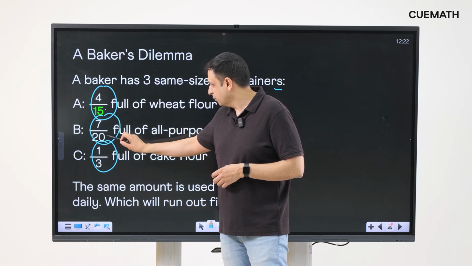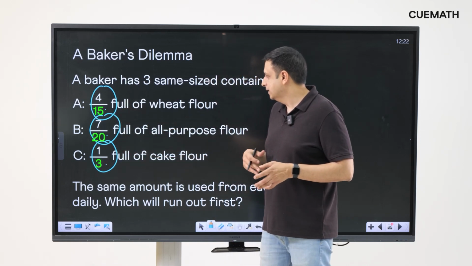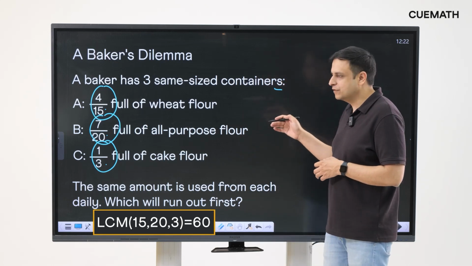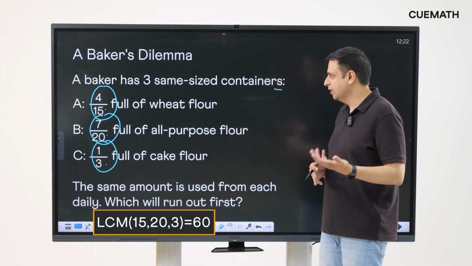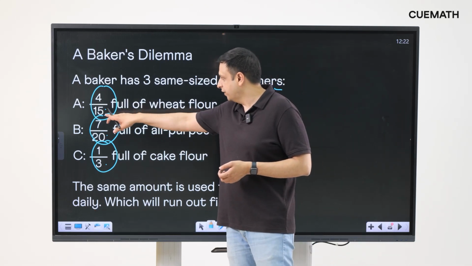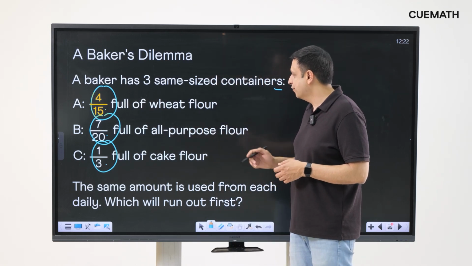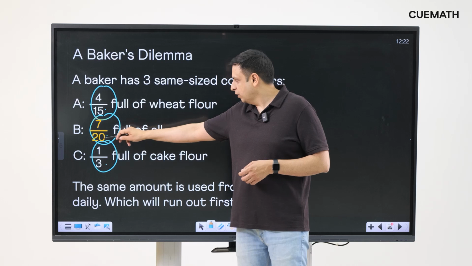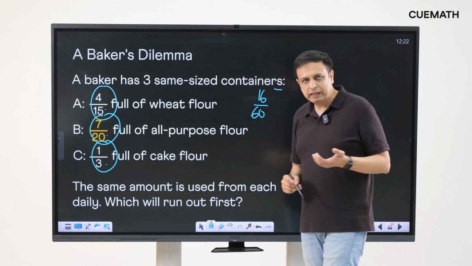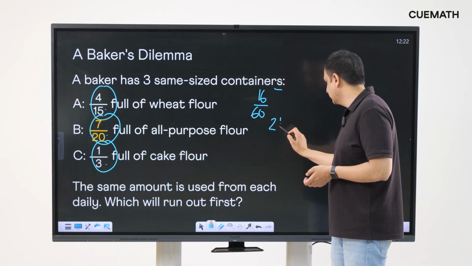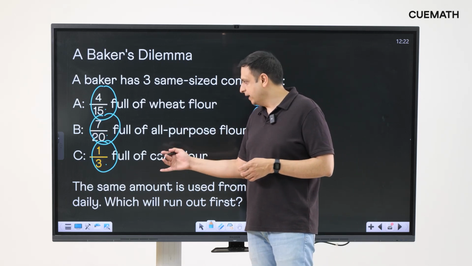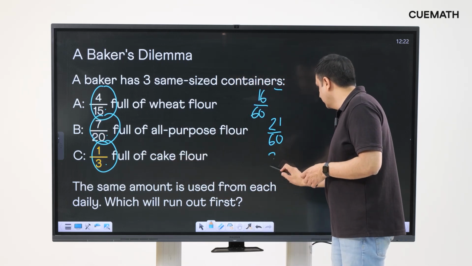So the denominators are 15, 20 and 3. The lowest common multiple will be 60. So let's convert all of these fractions into equivalent fractions with the denominator 60. So 4 over 15, multiply above and below by 4, you will get 16 over 60. 7 over 20, multiply above and below by 3, you will get 21 over 60. Then we have 1 over 3, multiply above and below by 20, you will get 20 over 60.